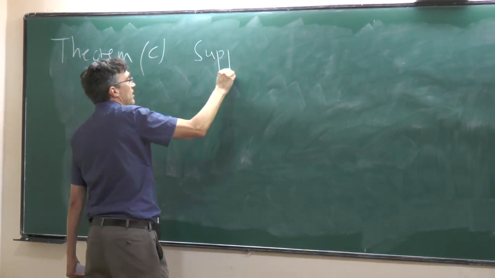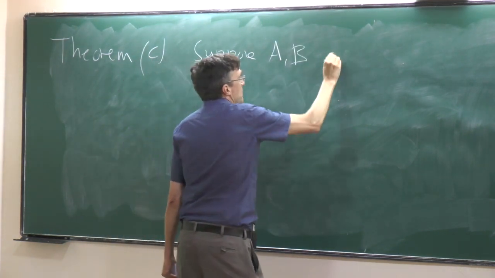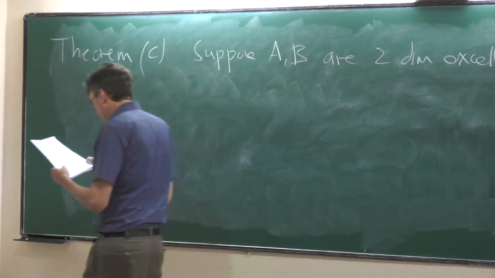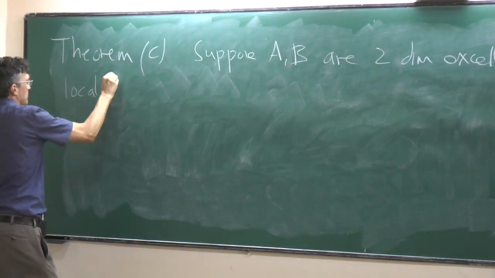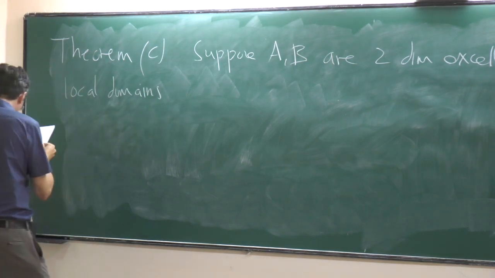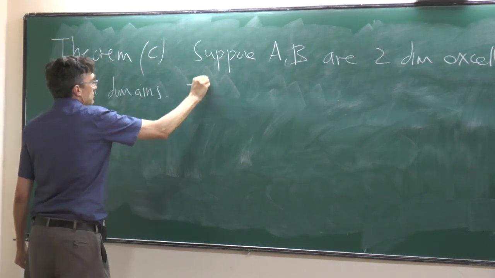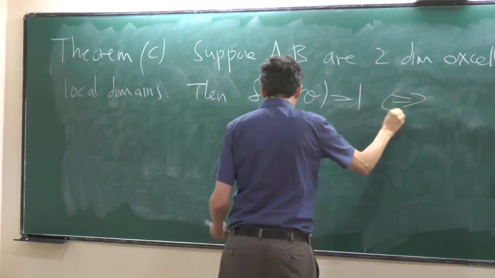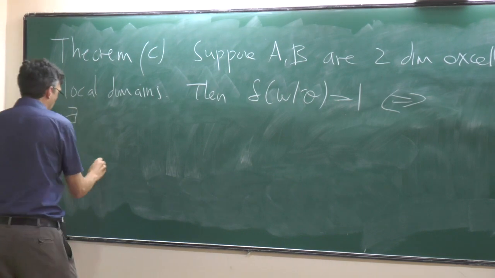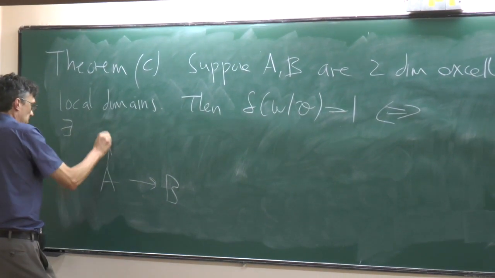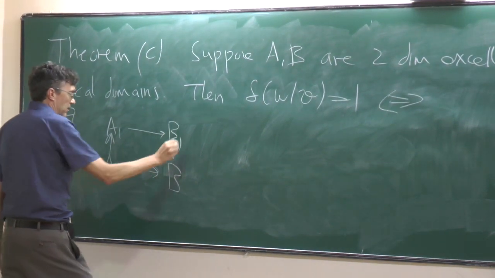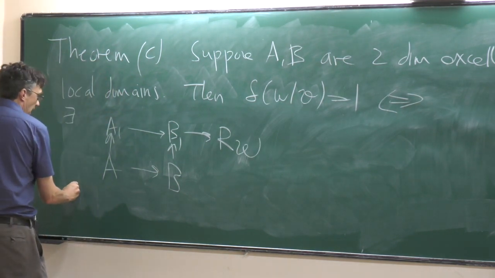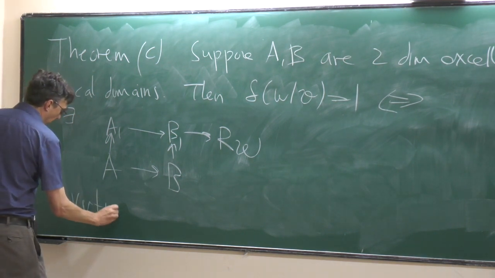Let's suppose that, again, A and B are two-dimensional excellent local domains. I guess I need them of the same dimension. Then I will say that the defect is equal to 1, there's no defect, if and only if there exists a diagram like this: A to B, A1, B1 into R omega, where again the vertical arrows A to A1 are birational.